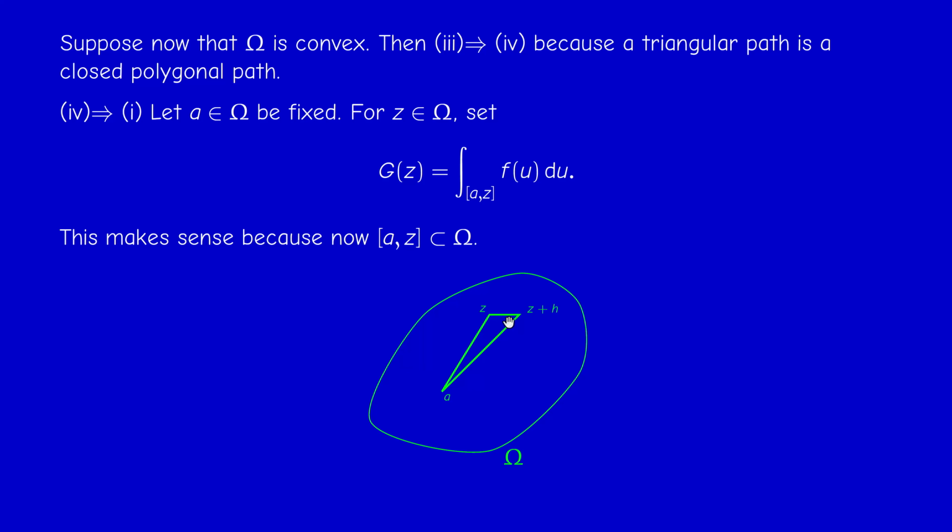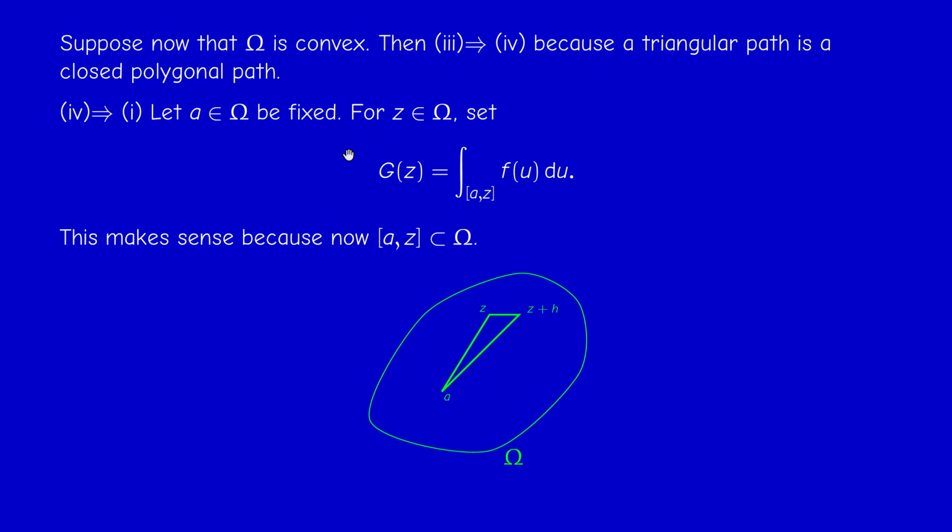And now take H small enough so that Z plus H is inside omega. Because if H is large, Z plus H could be outside omega and capital F and small f are not defined. This is why I need H small. So now consider the triangle A, Z, Z plus H, A. I choose in this figure the counterclockwise orientation, but it doesn't really matter.